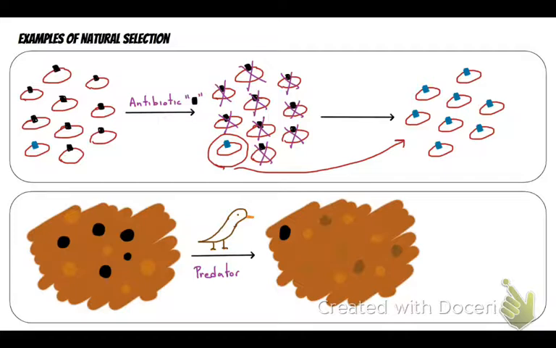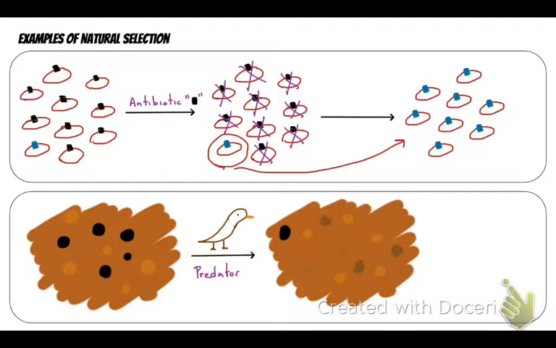So what both of these examples highlight then is selection by a particular environment. In the top one, that environmental selection was the antibiotic, and in the bottom one, it is the ability of the organisms to be camouflaged by their environment, but also the predator that is going to be eating these particular mice.